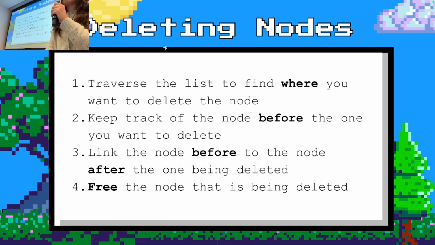Okay, another thing we want to be able to do with linked lists is deleting nodes. The general steps to do that are you traverse the list and find out which node you want to delete. But you want to make sure to keep track of the previous node. So instead of having just a current pointer, you want a previous pointer, and you want to keep track of the node before the one you want to delete. Then you want to link the previous node to the node after the one being deleted before you actually delete the node itself. So I'll show you a diagram of what that looks like.